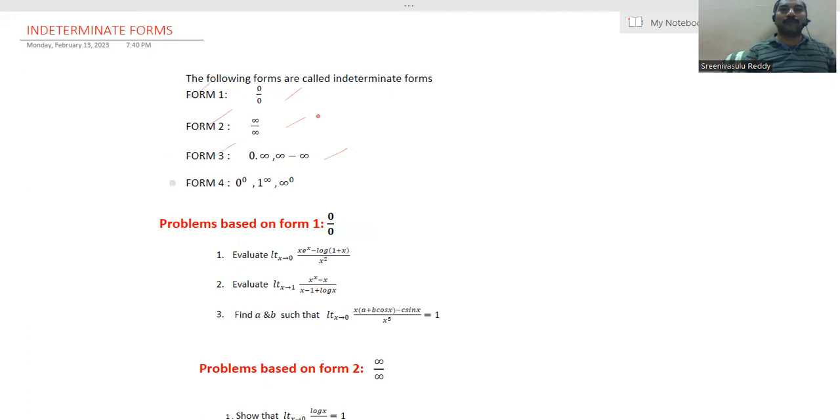In the fourth form, we have some steps. Whenever you see this form of limit, you take the given function as a y value, y equal to the given function. This is the logic. We will see later one by one. So first we will start the problems based on 0 by 0 form.